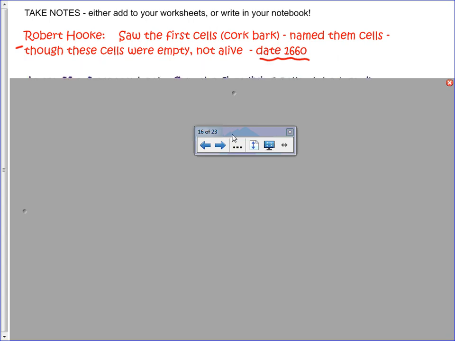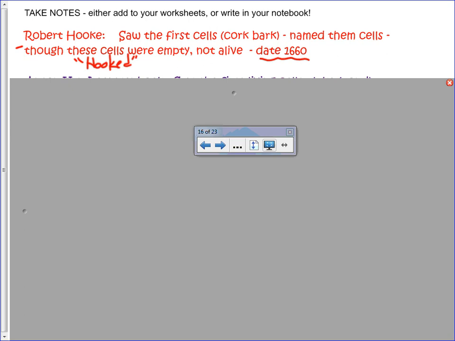And so this group said maybe his favorite color was brown because he's looking at cork. And somebody during first period came up with a very clever way to remember his name, that Hooke. After Hooke, other people were hooked on looking at cells because he started the trend. Okay? All right, so that's Robert Hooke.